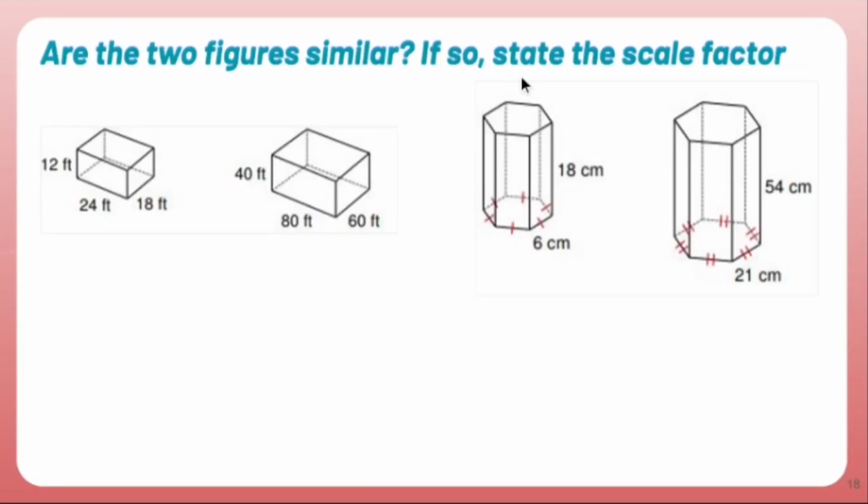Are the two figures similar? If so, state the scale factor. Figures are similar if you take all of the corresponding sides, make a fraction out of all of those sides, and the fractions are the same. For example, 12 matches up with 40, so 12 over 40. That has to equal 24 over 80. 24 matches up with 80, so 24 over 80. And looking at this, probably so far so good. And 18 has to match up with 60.